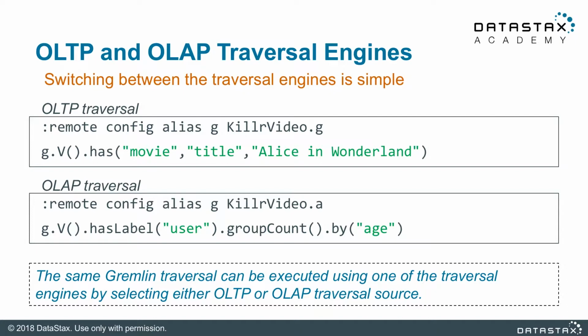Examples here show how to use an OLTP traversal source g for graph killer_video and an OLAP traversal source a for graph killer_video. In both cases, the traversal source alias has the same name g, so that the traversal syntax does not change when we switch between engines. This works in Gremlin console. In DataStax Studio, things are even easier. Each Gremlin cell has a drop-down execution menu to choose one engine or the other.